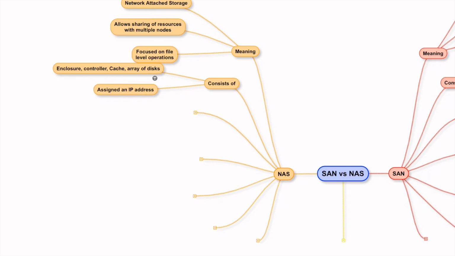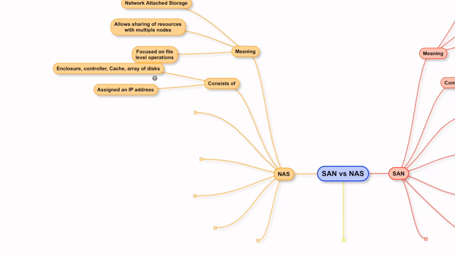And yes, it consists of an IP address. It is assigned an IP address because it is on a network. This is your network which is connecting the different devices together.